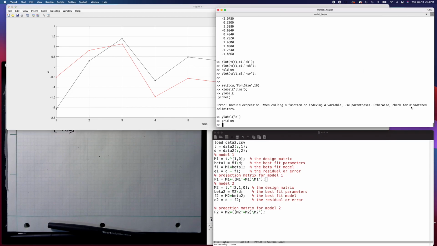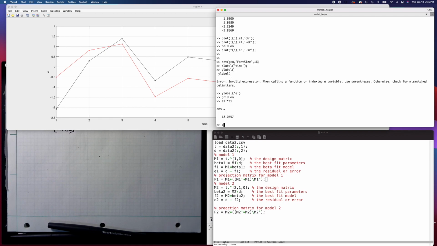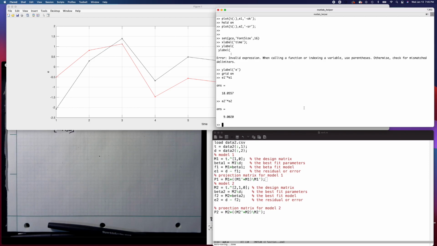To get a quantitative estimate, we can calculate the sum of the squares of the values of E. So that's equivalent to computing the length of E. So E1 dotted with itself is going to be the sum of the squares. And now we'll do it for E2. And it's smaller by a factor of 2. Right, this one is 18 and this one is around 9. So the second model fits much better. Of course, it has an extra free parameter, so it's able to fit the data better.